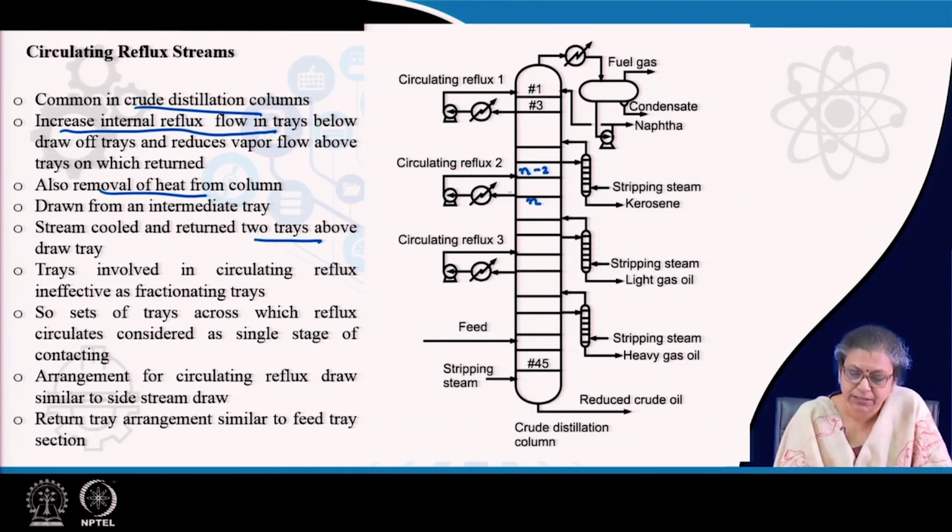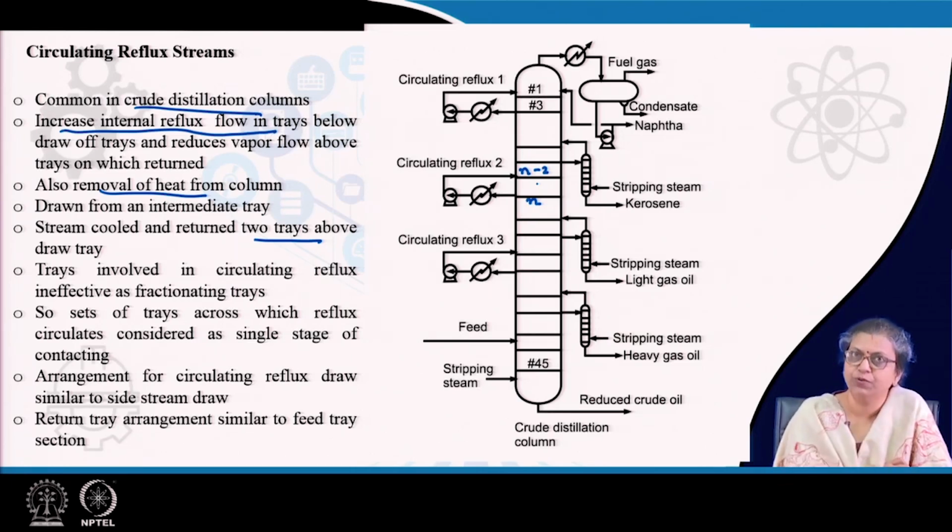So, quite naturally, in this particular way, what happens? We can increase the internal reflux and therefore, we can maintain the enrichment which we want in the trays below the draw off trays, and we can also reduce vapor flow above the trays. But it is quite evident that definitely this set of 3 trays, these trays, they are ineffective as fractionating trays. Definitely fractionation does not occur in the same extent.